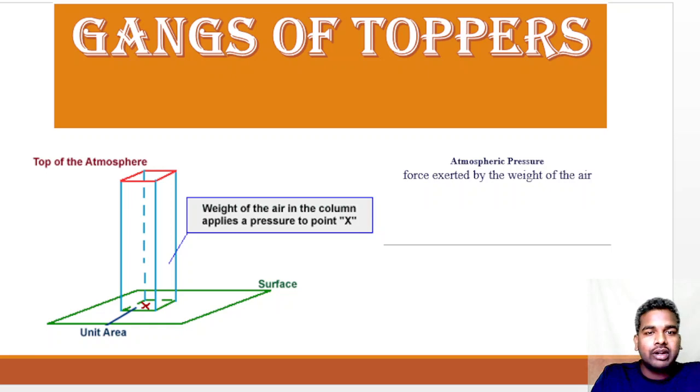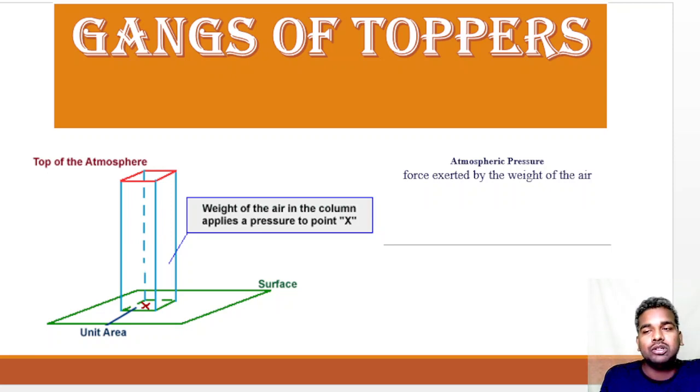I think you have already studied in the previous class the formula of pressure. Pressure is equal to force divided by area. Here the force will be the weight of the air, that is, F will be considered as the weight of the air. If this force is acting over a unit area at a given elevation, then that is known as what?